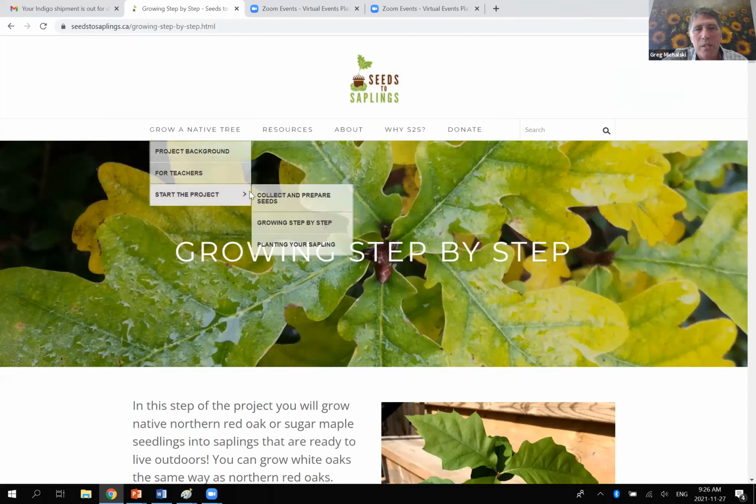The final step is, you can see, planting. I won't go into all that, but it tells you how to plant.